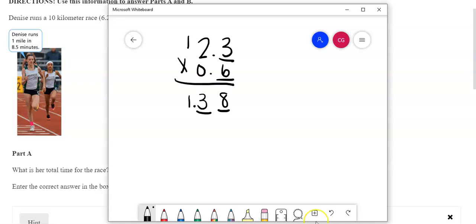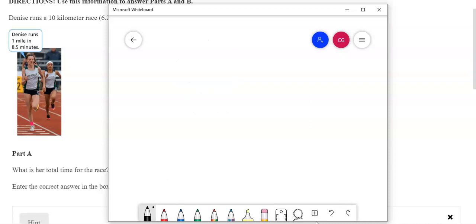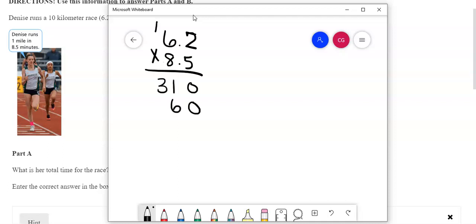So I'm going to bring up my work page. I'm going to do 6.2 times 8.5. 5 times 2 is 10. 6 times 5 is 30, plus 1 is 31. We add our 0. 8 times 2 is 16. 8 times 6 is 48, plus 1 is 49. Then we add: 0, 7, 12, 5. We have 1, 2 spots, 1, 2 spots. So our answer is 52.7 minutes.